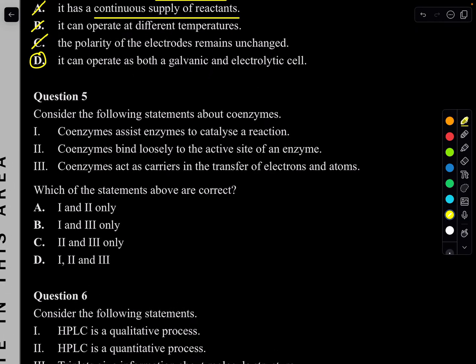All right, question 5. Consider the following statements about coenzymes. Now, you guys are lucky because you don't even need to know this. Coenzymes have been taken out of the study design, so skip this question. But I am still going to answer it, just to finish it off.